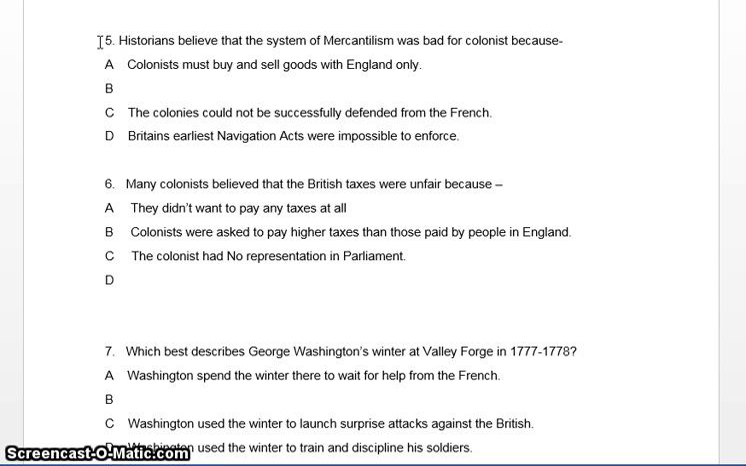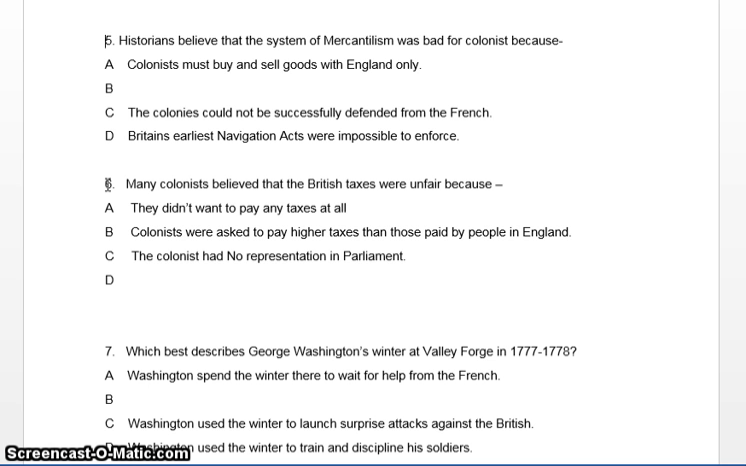Number 5. Historians believe that the system of mercantilism was bad for colonists because, so why was mercantilism bad? A, colonists must buy and sell goods with England only. C, the colonies could not successfully be defended from the French. Or D, Britain's earliest navigation acts were impossible to enforce. What made mercantilism bad?